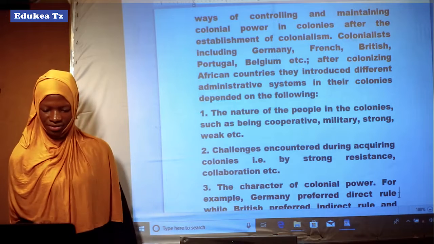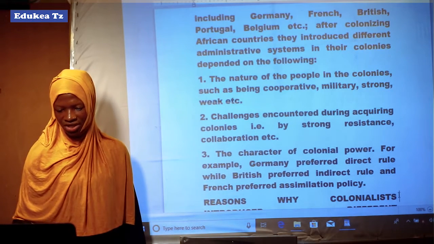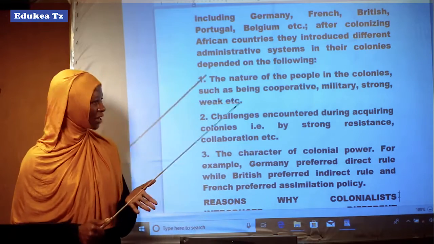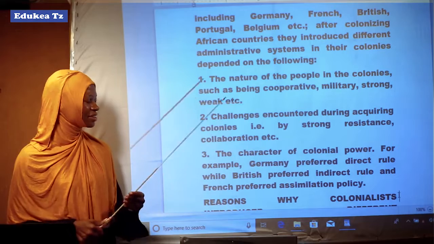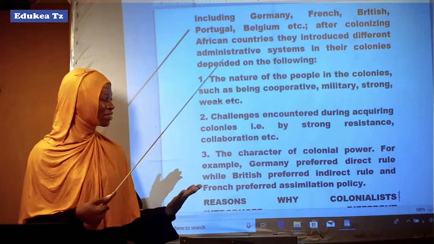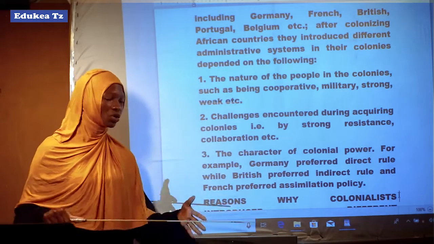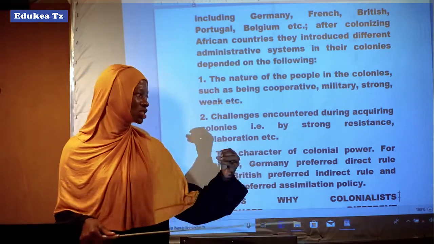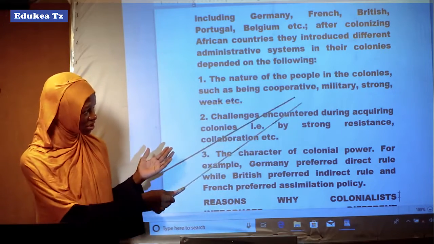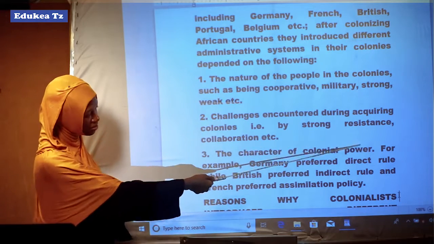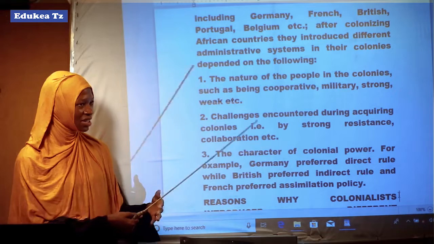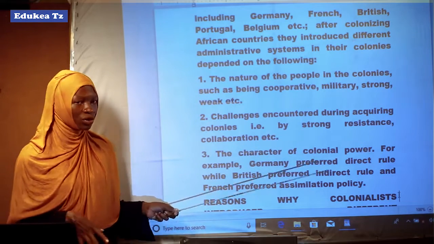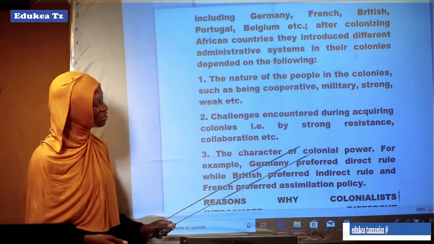Another is challenges encountered during the acquiring of colonies. During the acquisition of colonies, many Europeans encountered African resistance. Others collaborated. So the presence of resistance or collaboration made the Europeans decide which way of ruling would be suitable for a certain society. Due to the challenges encountered, that is strong resistance or collaboration, they decided that a certain ruling system would be suitable for this society, or not suitable for that society.